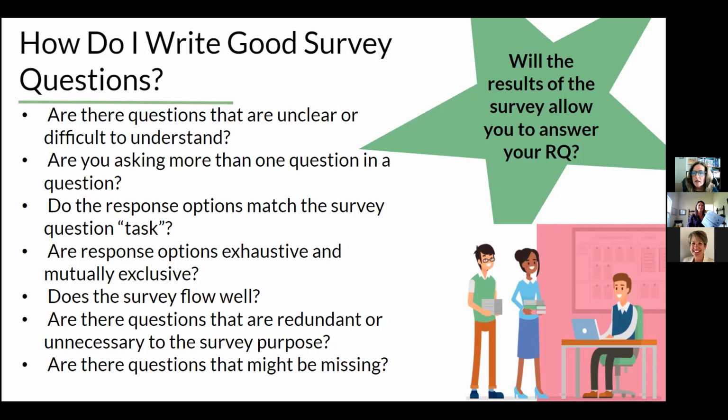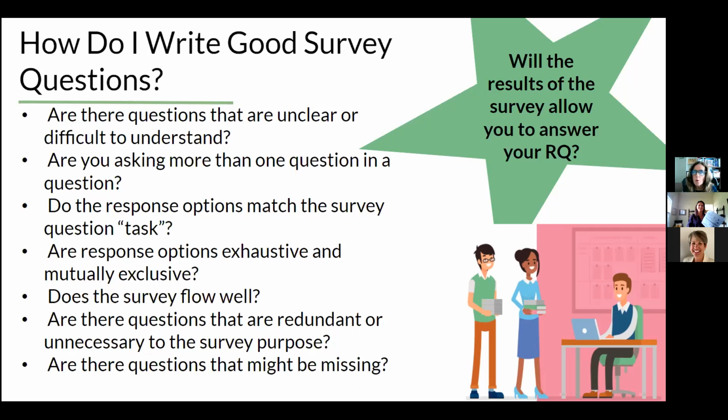Another common mistake is asking more than one question in a question. So if you want to ask if the financial aid services offered at your institution are timely and accessible, don't put that in one question, because if they are timely but not accessible, then I don't know how to answer that question. You want to have options to the survey question that match the question task. So if you're asking about satisfaction, make sure your scale and the response options are asking satisfaction and not frequency or something like that.